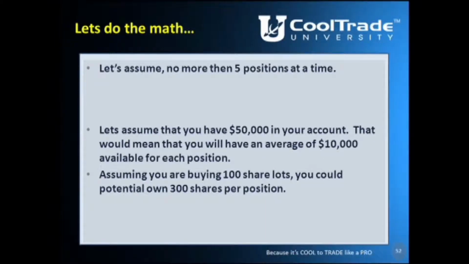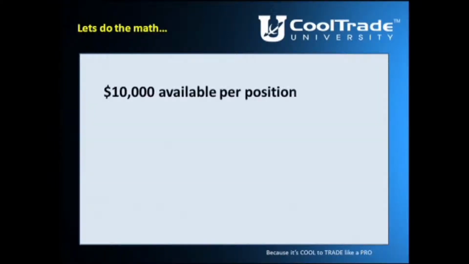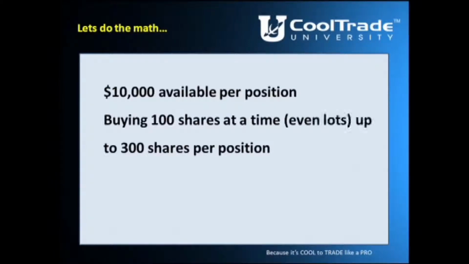So how do we find out how much we can pay for a stock? We can't afford to do Apple, can't even do 100 shares for the 10,000. So what kind of stocks can we deal with? Well, you divide the 10,000 by the 300 shares and you find out the maximum stock price you can buy. So when you do all that math and you put it together, 10,000 available per position. You're going to buy 100 shares at a time. That's called even lots, easier to trade, buy, and sell. So you're going to own up to 300 shares per position.